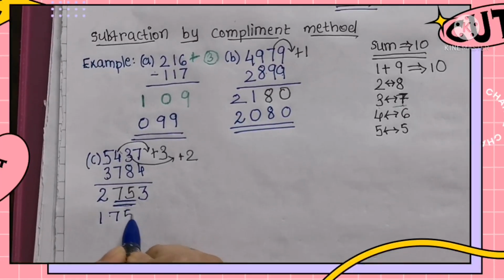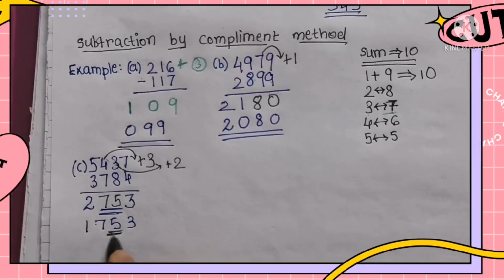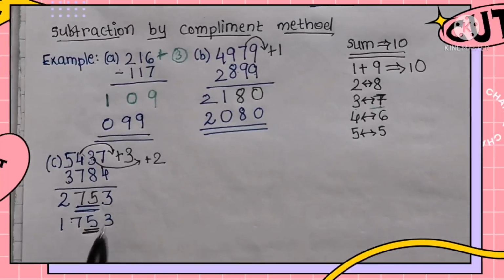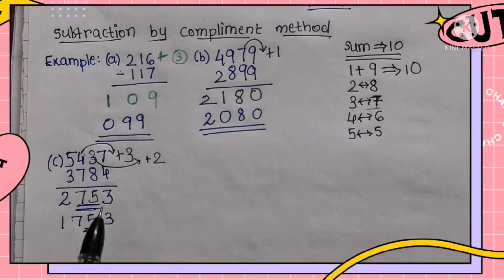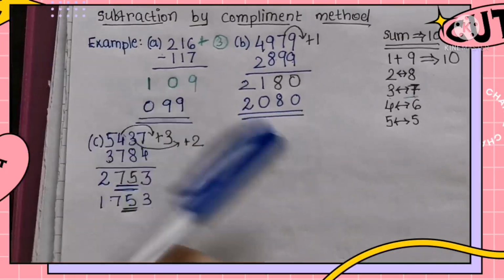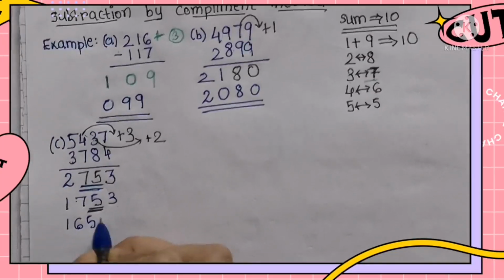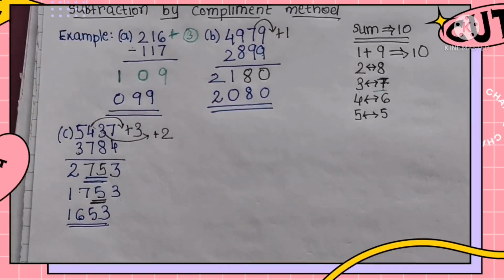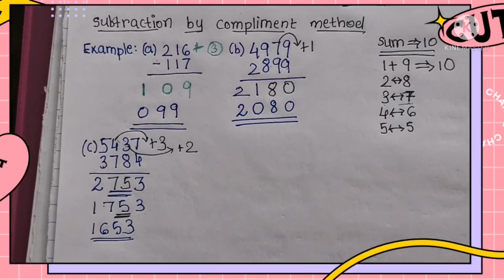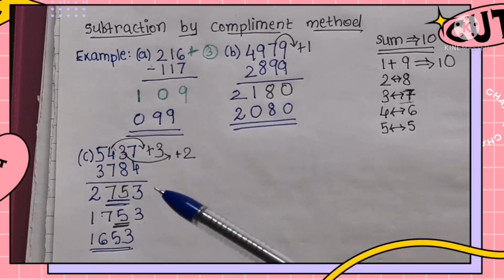7, 5, 3. But as we have seen, we have also used the complement method for 5. So we also have to reduce the leftmost number of the complement number used, which is 7. Reducing it, we get 1, 6, 5, 3. I have done it with the complement method. You can also check the answer in the calculator. I am sure you would get the same answer which I have got.